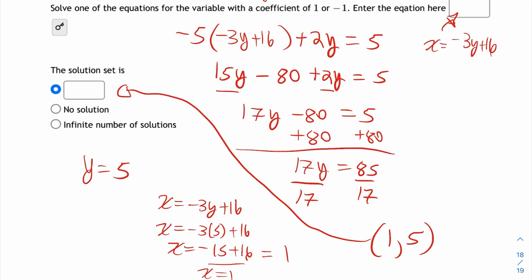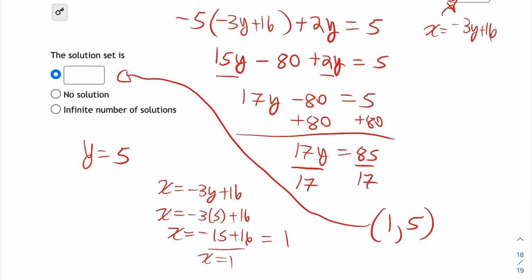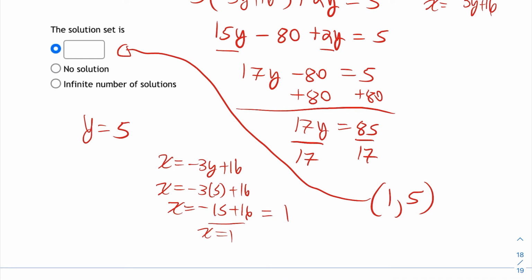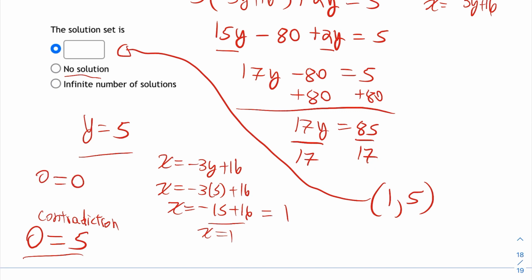And if you were solving the equation and you got a contradiction like 0 equals 5 instead of y equals 5, where there were no variables and you got 0 equals 5 instead, then you would choose no solution. We obviously found a solution, but that's if you get a contradiction. And then if you get an identity, like 0 equals 0, then you would choose infinite number of solutions, but that's if you get an identity.